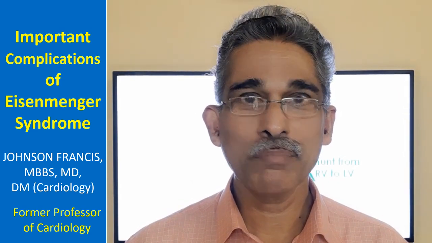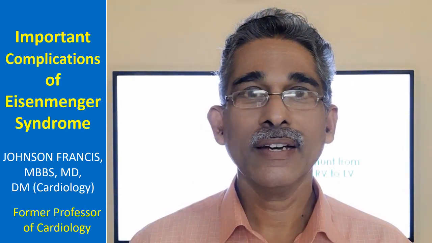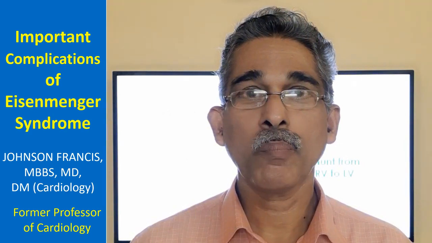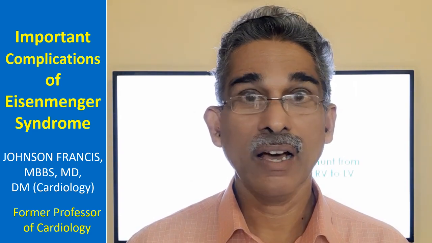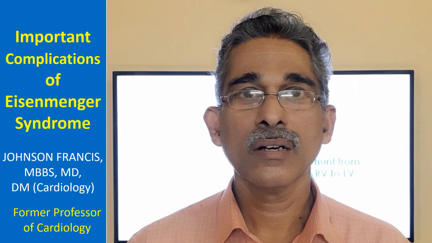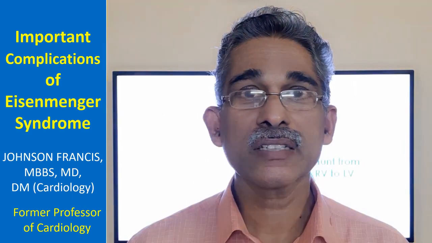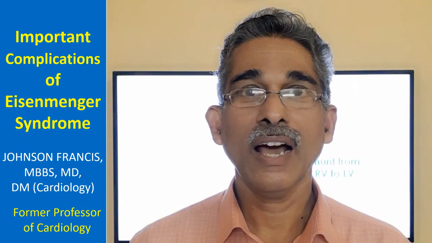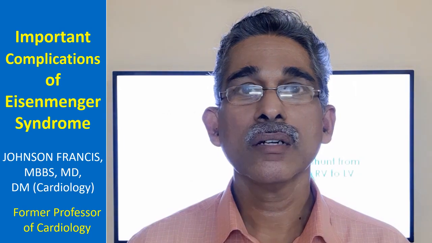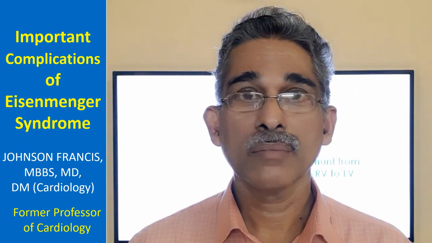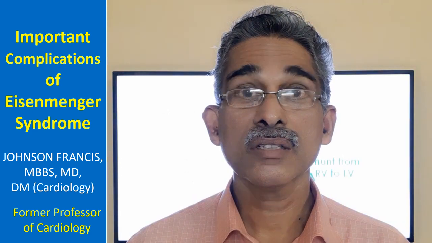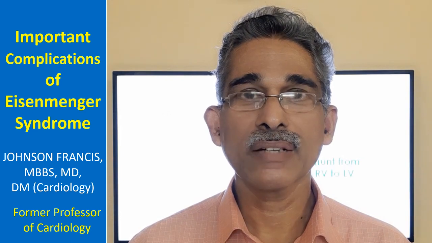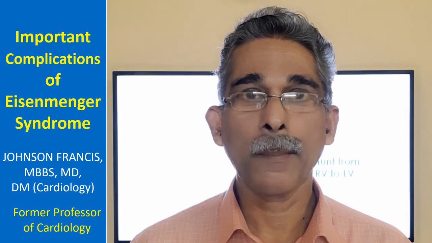Eisenmenger syndrome is an important complication of large left-right shunts which develop later due to development of pulmonary vascular obstructive disease and severe pulmonary hypertension. The first report of Eisenmenger was by Victor Eisenmenger in 1897, and that was in a 30-year-old person who later succumbed to massive hemoptysis. This highlights one of the most important complications of Eisenmenger syndrome, that is airway hemorrhage.